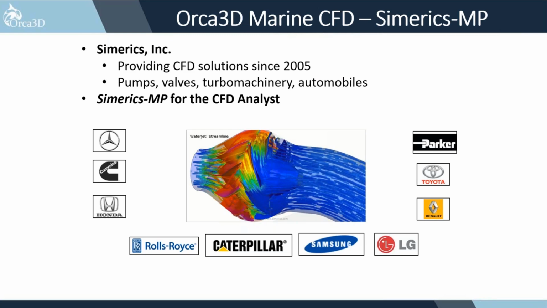Their tool for CFD that we use in Orca CFD is called Simerix MP. That's their multi-purpose CFD product. And among its numerous modules, it has the ability to analyze multi-phase flow, which is required to model the free surface interaction between the air and water fluid domains. Simerix MP has been available to engineers and naval architects for years now. And although it's a very powerful tool, it has historically required a fair bit of expertise to use and generally you had to be a CFD analyst.